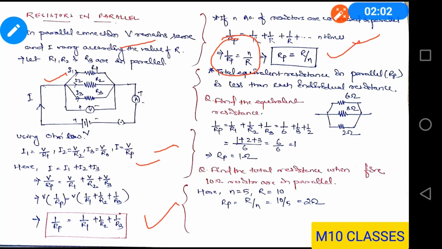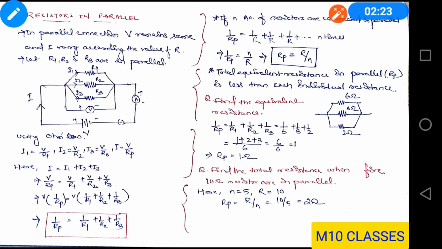Now let us consider this example. Find the total resistance when 5 resistors of 10 ohm are in parallel. So you'll see that n is 5 and R is 10. So what will be Rp? It is R by n, that is equal to 2 ohm. Now this is very important: the total equivalent resistance in parallel is less than each individual resistance. In case of series, your resistances increase as they simply add up. But in case of parallel, the total resistance is decreasing. It is less than each individual resistance.